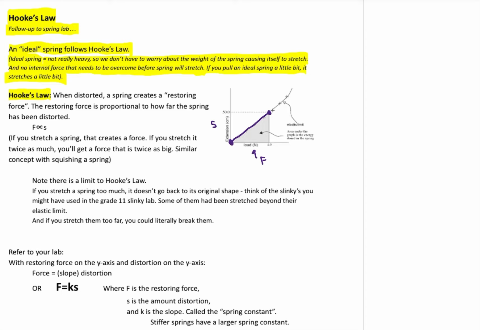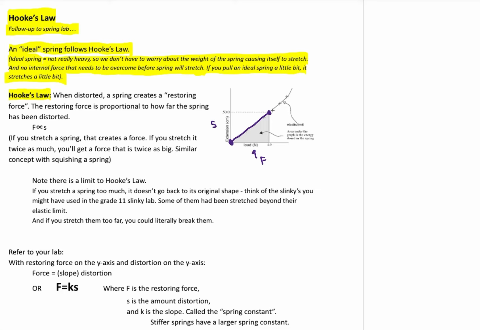So let's say you've got an ideal spring. If you squish it a little bit, you're going to get a little bit of force. If you squish it twice as much, then you're going to generate twice as much force. Similarly with stretching: stretch it a little bit, you get a little force. Stretch it a lot, or 3 times as much, you get 3 times as much force. So it's a linear kind of thing.